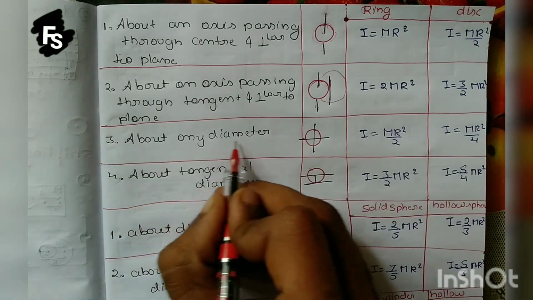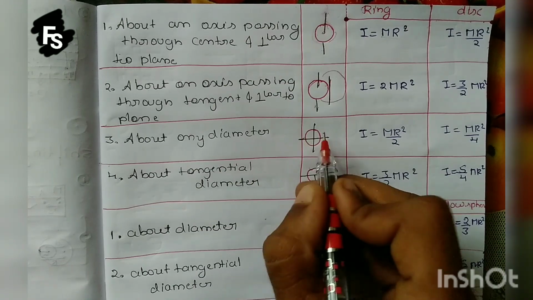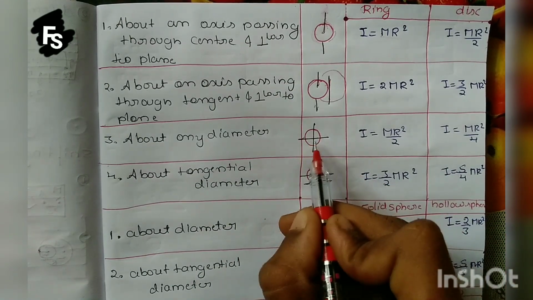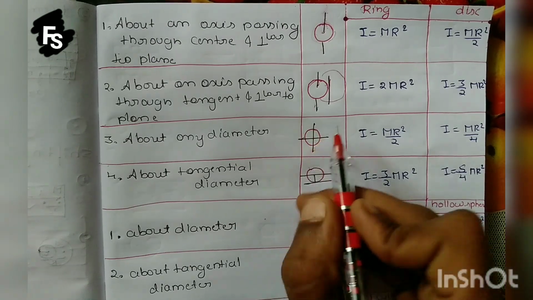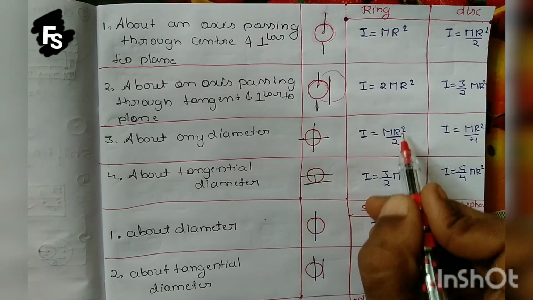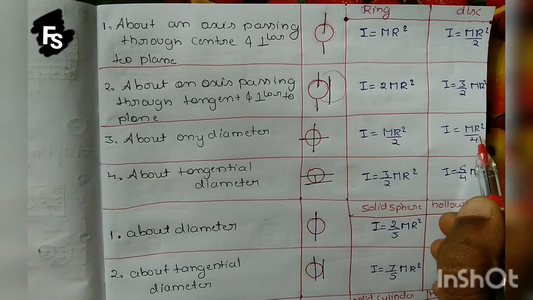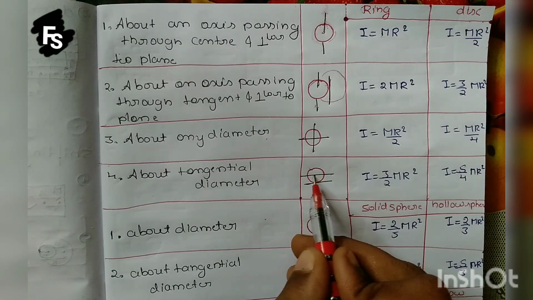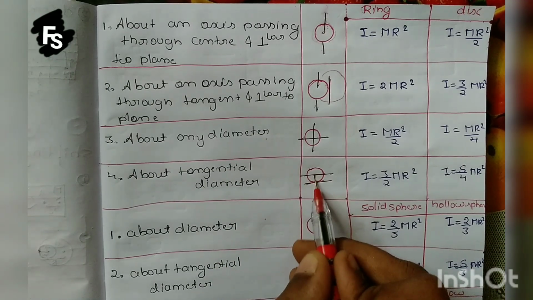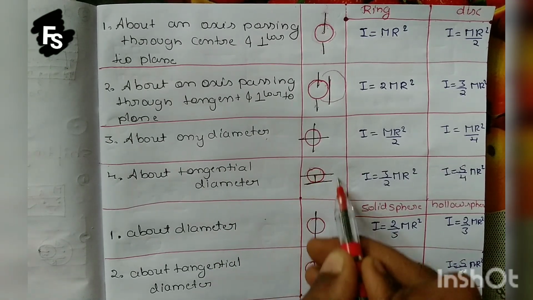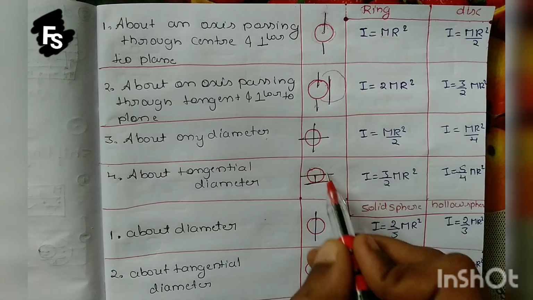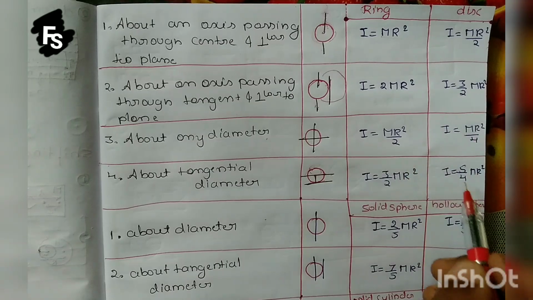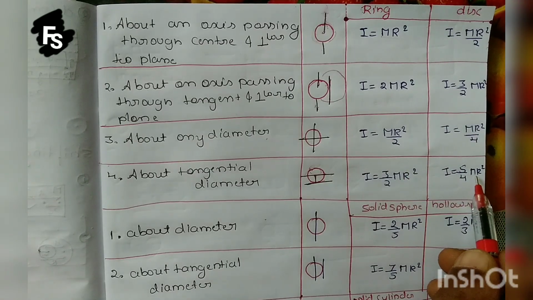About any diameter, meaning a diameter through the plane. For a ring, the moment of inertia is I is equal to mr square by 2. For a disc, I is equal to mr square by 4. About a tangential diameter, here it is rotating tangentially, like this. Then for a ring, the moment of inertia about the tangential diameter is I is equal to 3 by 2 mr square. For a disc, I is equal to 5 by 4 mr square.